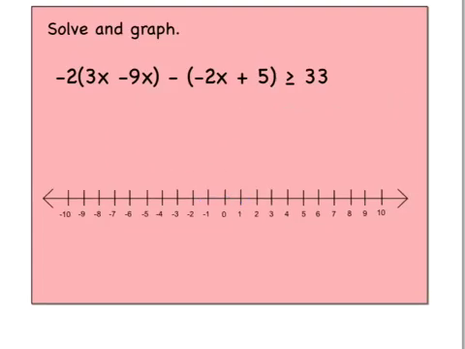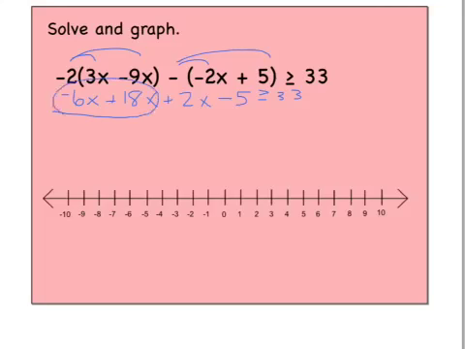Here we've got to do a lot of distribution. We get negative 6x plus 18x plus 2x minus 5 is greater than or equal to 33. Negative 6x plus 18x is 12x plus 2x gives us 14x minus 5 is greater than or equal to 33. We'll add 5 to each side. We get 14x is greater than or equal to 38. Divide both sides by 14.